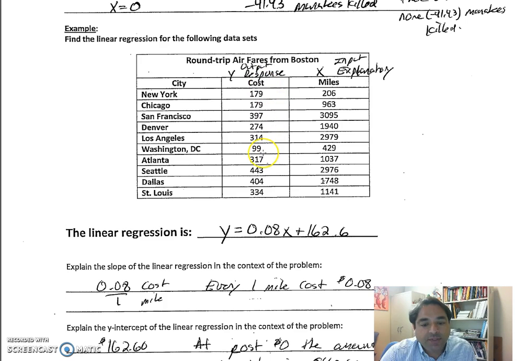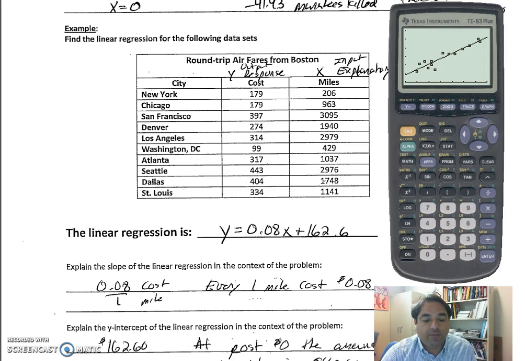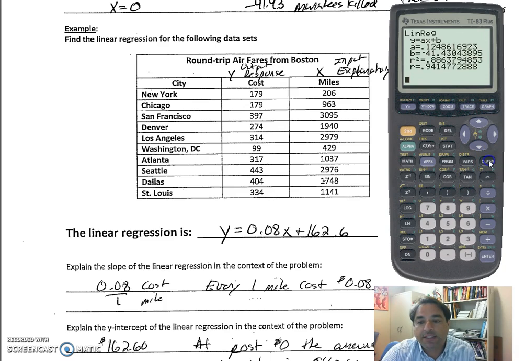My cost, the lowest is 99. The highest is 443. So maybe 0 to 500, counting by hundreds. But you decide that first. Then we go to the calculator. Now, we're using our calculator a lot. So to make sure we have a clean calculator, we hit clear, clear, go to y equals, remove the y1, and let's put the data in the calculator.